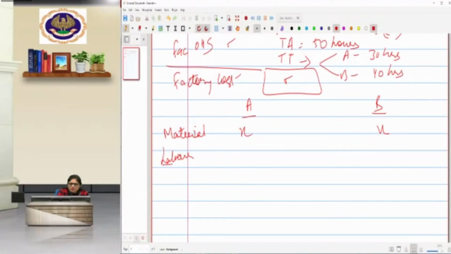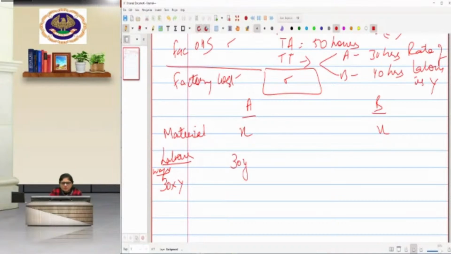The labor rate is not given. First of all, the basic wages. Let us say the rate of labor per hour is Y. The rate is not given per hour, but the time taken is given. The total wages are time taken into rate. So the wages for A would be 30 hours into rate, which is 30 Y.